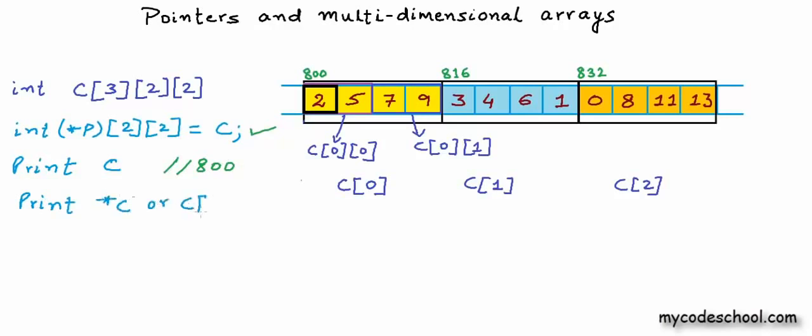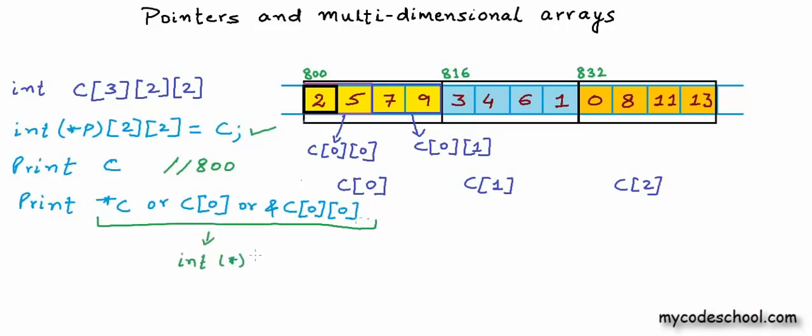Now if I will perform a dereferencing and try to print asterisk C, then this will be same as C0, and C0 is a 2-dimensional array, so we will get a pointer to the first element in C0. All these expressions are returning us pointer to one-dimensional array of integers of size 2, and the address printed will be 800. Remember, C is of type pointer to 2D array of 2 cross 2, and dereferencing once is giving us pointer to one-dimensional array of 2 integers.